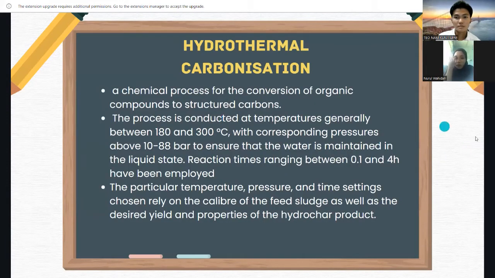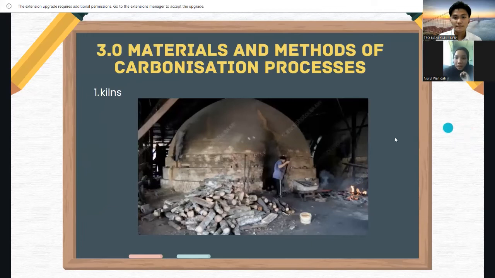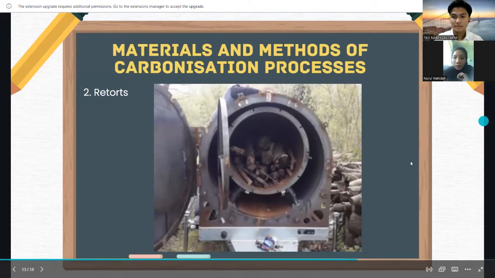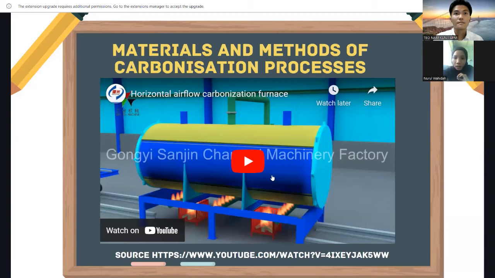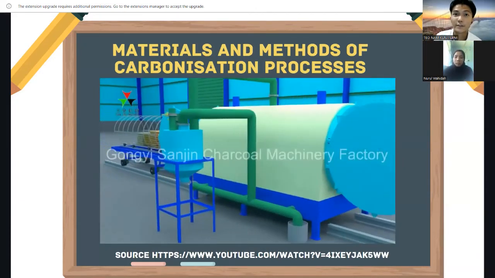This is a visual of hydrothermal carbonization. Next, I will tell you about the materials and methods of the carbonization process. This is a visual of kilns, and the visual of the retorts. I will show you about the materials and methods of the carbonization process through this YouTube video. Here is a sample video of carbonization.